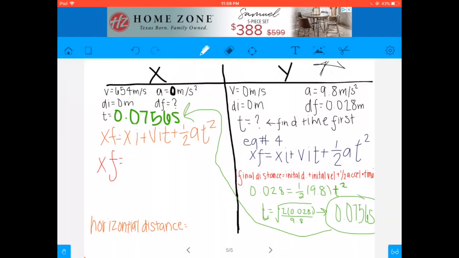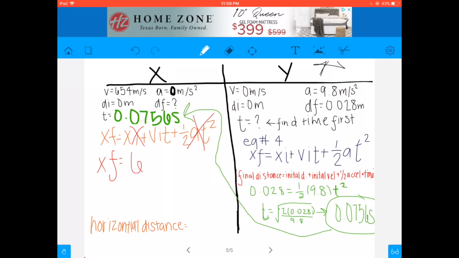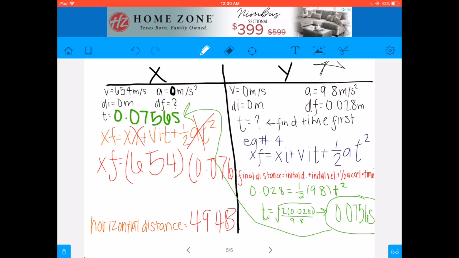So if you notice again, our acceleration in the x side is 0 and our initial distance is 0, so that makes it only our horizontal distance equals our initial velocity times our time. And once you do that math, your horizontal distance should be 49.483 meters.